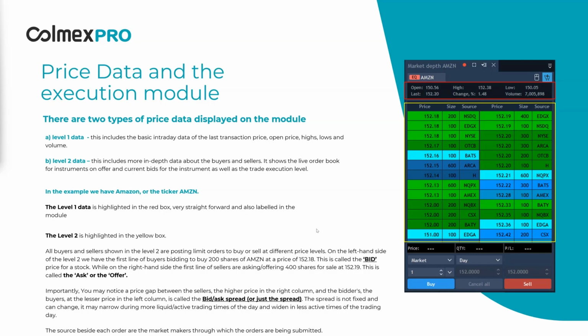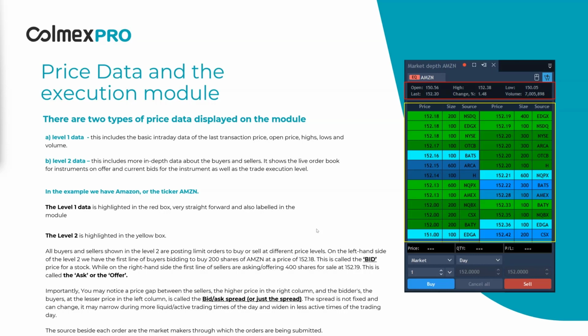And then if we look in the red box, you'll see the level 1 data highlighted. Very straightforward and also labeled in the module. And then we have level 2 data in the yellow box. All the buyers and sellers shown in the level 2 are posting limit orders to buy or sell at different price levels.